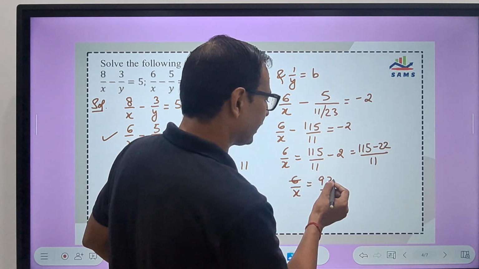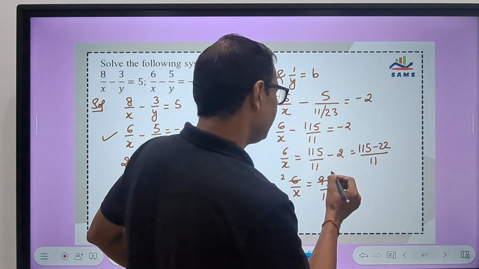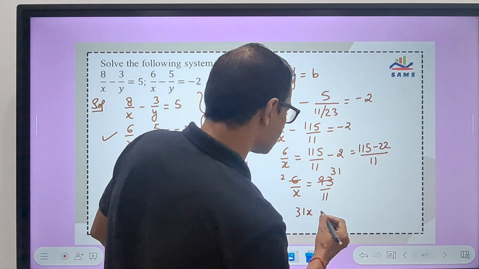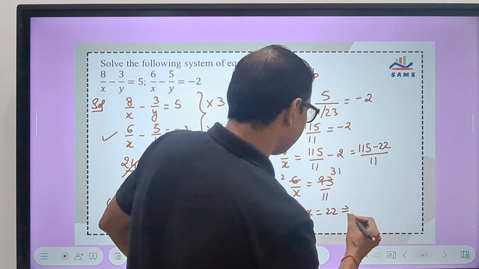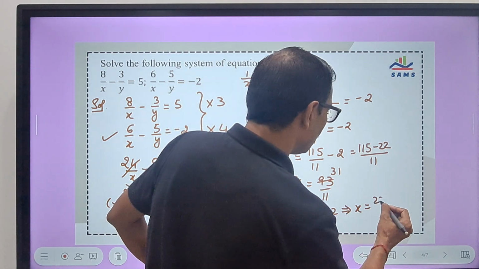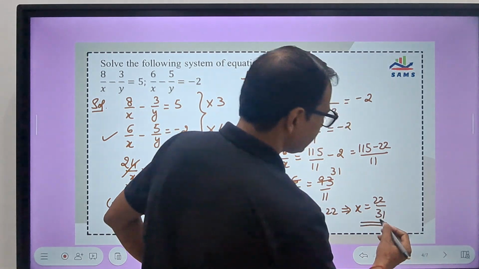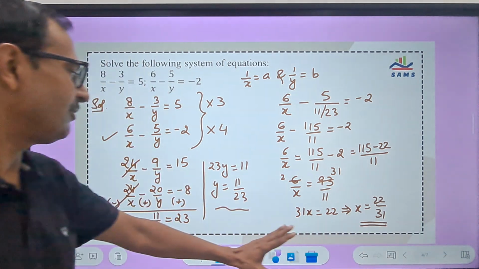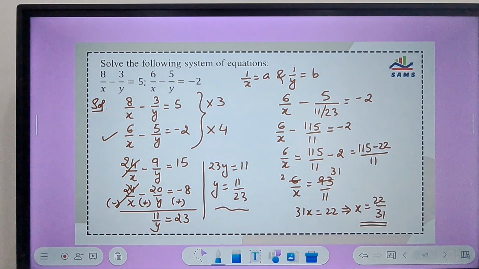I think 3 is a common factor, so 3 2 times and 3 31 times. That gives 31x equals 22, and the value of x comes out to be 22 upon 31. That is the answer for the question. So x is 22 upon 31 and y is 11 upon 23.